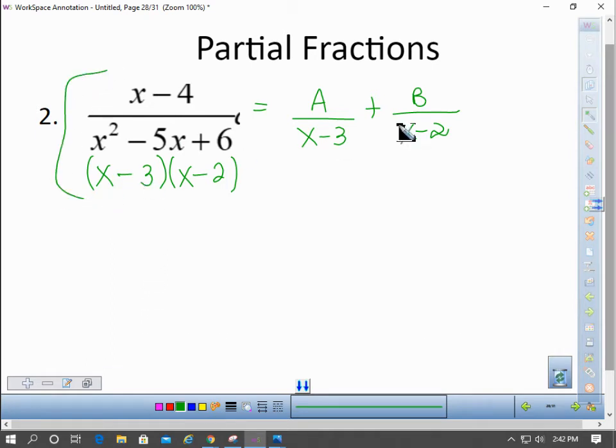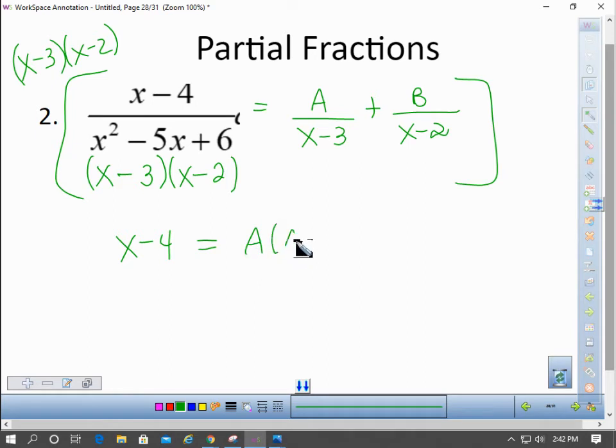Now, we're going to multiply this whole entire thing by this common denominator. So we're going to multiply by x minus 3, x minus 2. When you multiply that times this first part, the denominator goes away, and you're left with x minus 4. Then over here, we're going to multiply it times this first fraction. Well, the x minus 3's cancel, so it's going to be A times x minus 2. And then we're going to multiply the common denominator times this rational expression, and so that makes the x minus 2's cancel. So that's going to give you B times x minus 3.